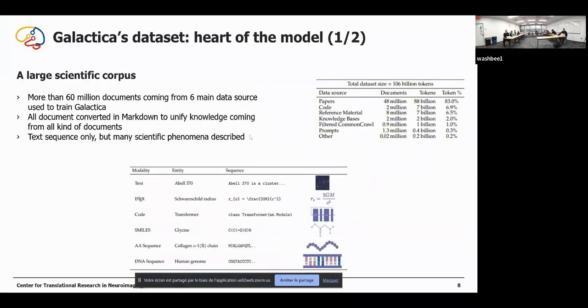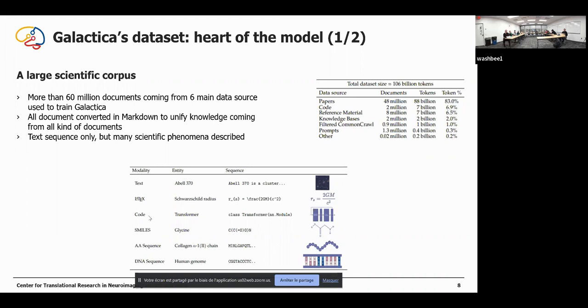So what is at the heart of the Galactica dataset? The 60 million documents come from several data sources. We can see that there are many scientific papers, but also some code and also some biological data like DNA sequences. We can see the different types of data here: usual text, LaTeX, code, SMILES, and also amino acid sequences. And to be able to treat them, all the documents were converted to Markdown to unify this type of knowledge.